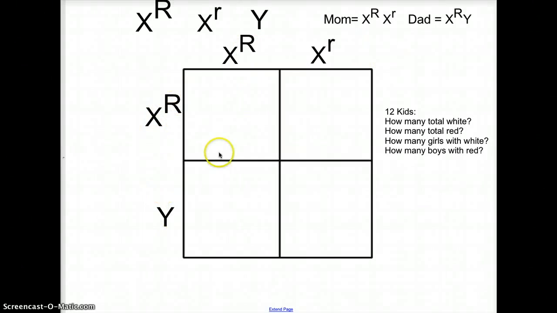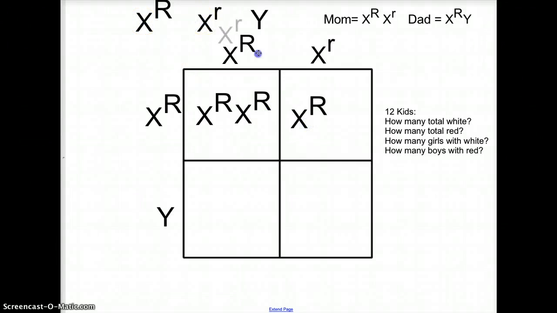So dad has red eyes and mom has red eyes, and they get together and they have a kid. So then they'd have a potential daughter who is homozygous for red eyes. They have another potential daughter who's heterozygous for red eyes. They'd have a potential son who has red eyes, and another potential son who has white eyes.